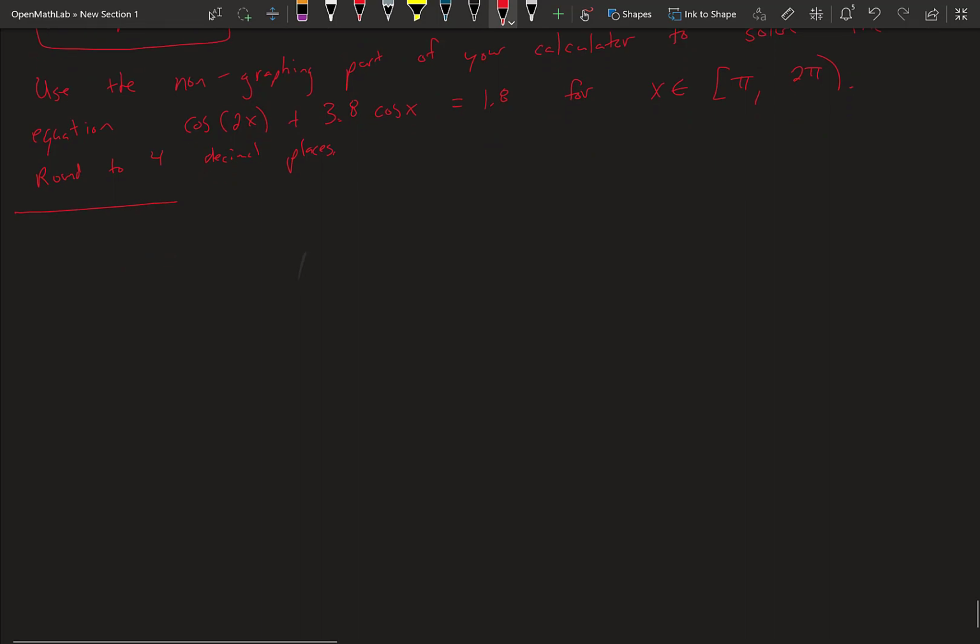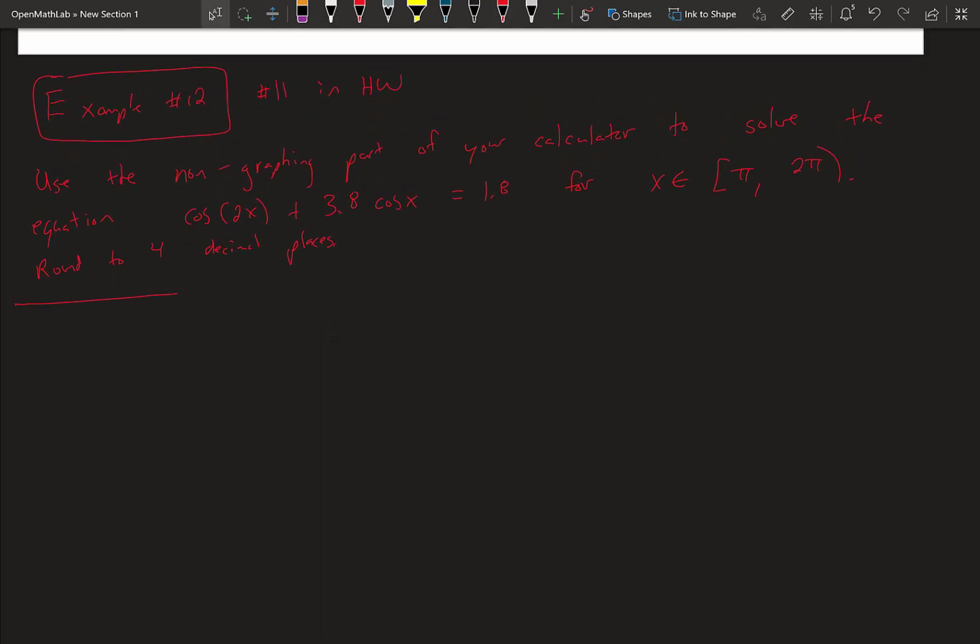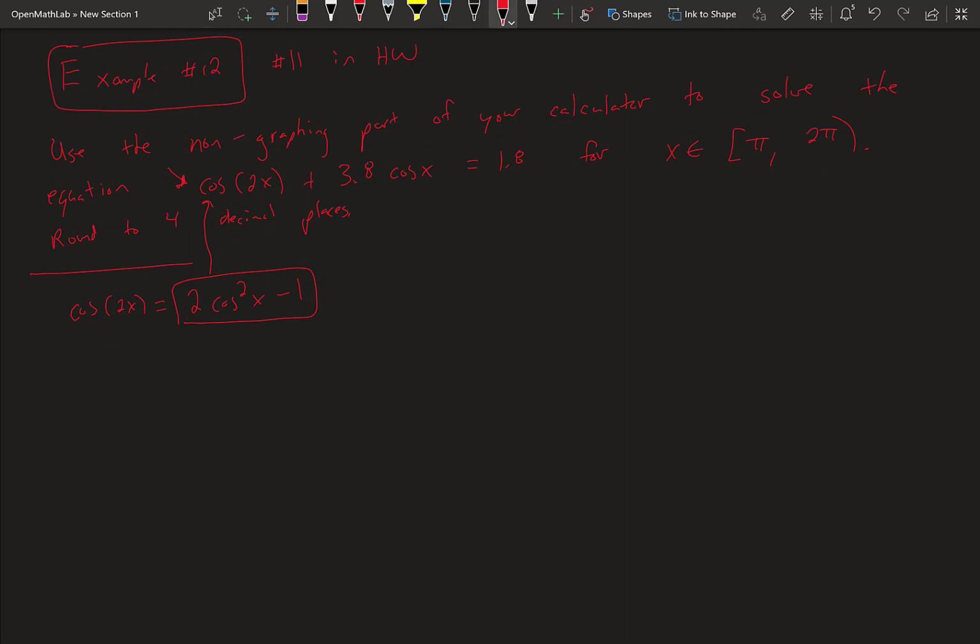So the first thing that will come in handy here is to notice that we have cosine of 2x and then cosine of x. It'd be really nice if I could just have cosine of x. Maybe there's a double angle formula that we could use as a substitute, and there is. The double angle formula is cosine of 2x equals 2 cosine squared x minus 1. If I substitute this into the equation, that would be awesome, because then I have just cosine of x, plain old x, but it's squared, and then I have a cosine of x, so I get it in a quadratic form. So plugging that in, we would have 2 cosine squared x minus 1 plus 3.8 cosine of x equals 1.8.